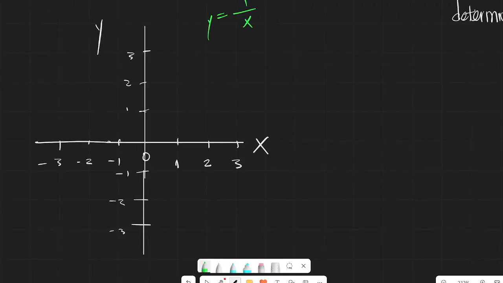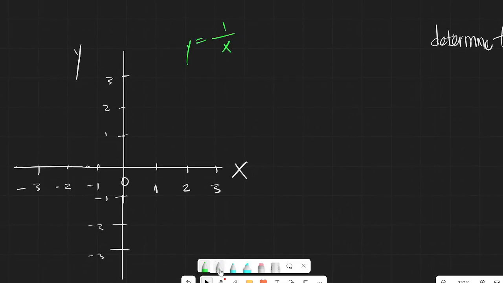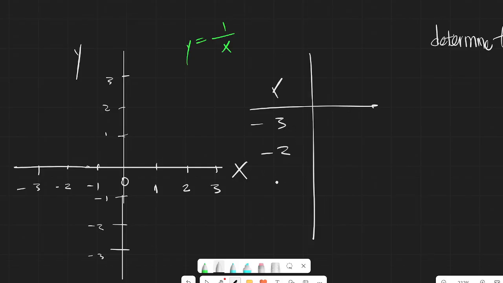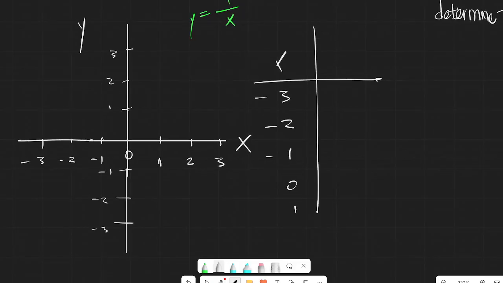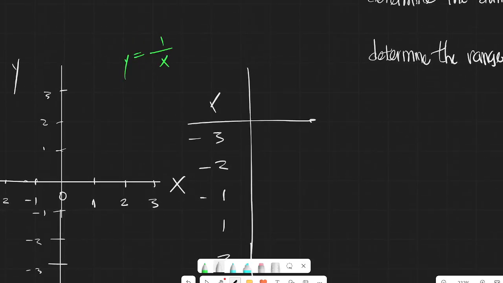All right, so what is, when we plug in x equals 1, and I'm just going to, again, make a table of values here. So let's just start from the left and then go. So negative 3, negative 2, negative 1, 0, 1. We can't do 0, right? Don't even write that down. Positive 1, positive 2, and positive 3. Those are these ones to the right of the y-axis.